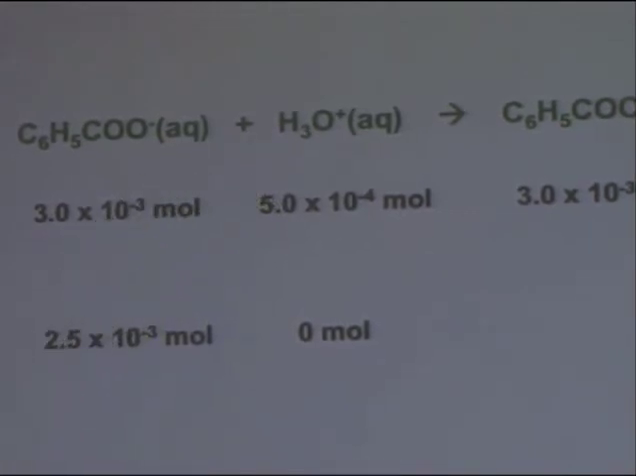Yeah? It's always a limiting reactant method, right? Yes. Yes. How far the reaction goes depends on the amount of the limiting reactant. Yes? How come there's C6H5COO- for the reaction? Because we're starting with a buffer solution now, not with just a solution of a weak acid like we were before. Yeah?